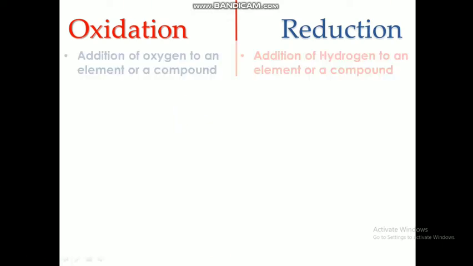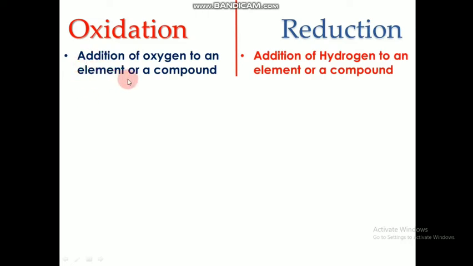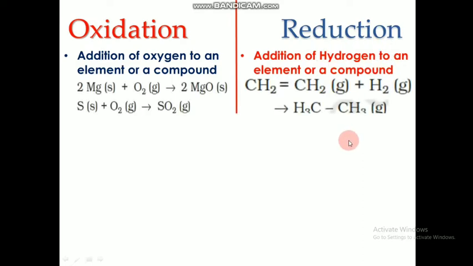So the first definition: oxidation is the addition of oxygen to an element or a compound. When we add oxygen to an element or a compound, that reaction we can call oxidation. And just opposite of that, reduction is the addition of hydrogen, not oxygen, to an element or a compound. Oxygen is an electronegative element and hydrogen is an electropositive one. In oxidation, as the name suggests, the oxy, the addition of oxygen is happening. In reduction, we have addition of hydrogen to an element or compound. We will see examples.